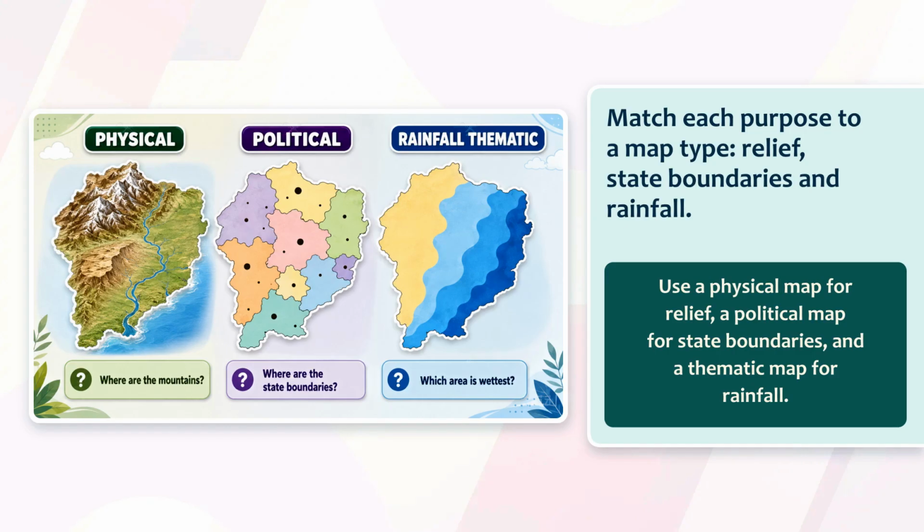Match each purpose with its map type. Match each purpose to a map type: relief, state boundaries, and rainfall. Put each purpose with its matching map. Use a physical map for relief, a political map for state boundaries, and a thematic map for rainfall. You are now ready to use map titles and purposes to choose the right map.